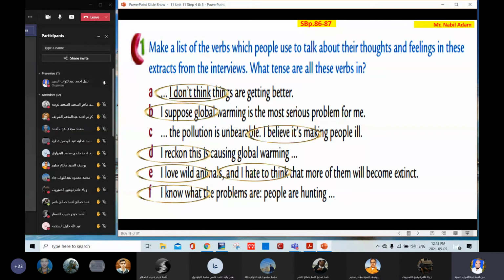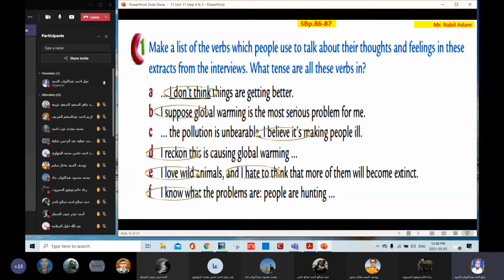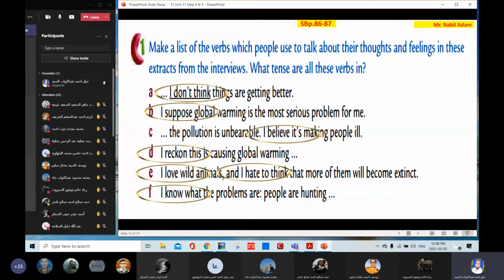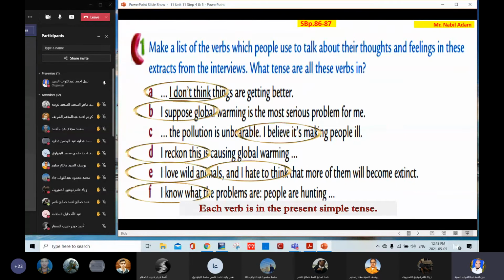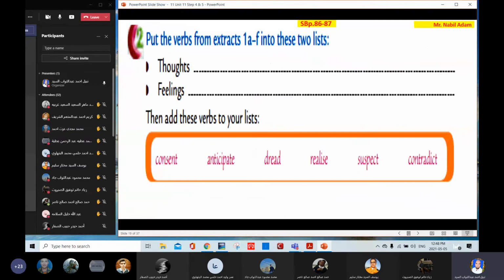Now let's move to the second exercise. We are going to classify these verbs into verbs of thoughts or verbs of feelings. Please look at the second exercise. Here, each verb is in the present simple tense. As we said before, we don't use the verbs of thoughts and feelings in the continuous tense. Now put the verbs from extracts 1A to F into these two lists: verbs of thoughts and verbs of feelings.